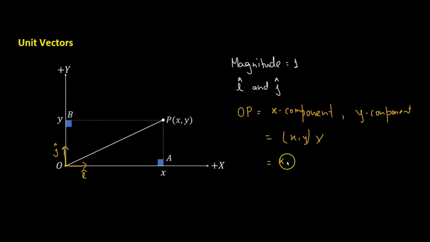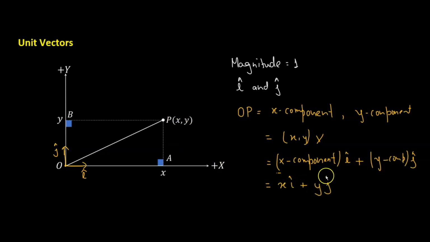So what we'll do, we'll take the x component and multiply it by the unit vector i cap, which tells us how much of x exists along the x direction, plus the y component. We'll take the y component, which is the y coordinate of point P, and multiply it by j cap, and this is going to tell us how much of y is present along the j direction or the y direction. So we have x times i cap plus y times j cap.